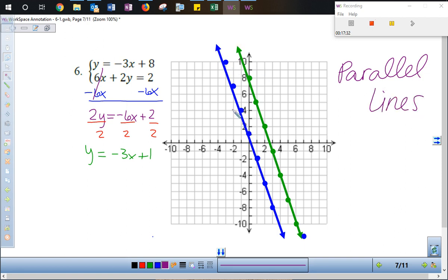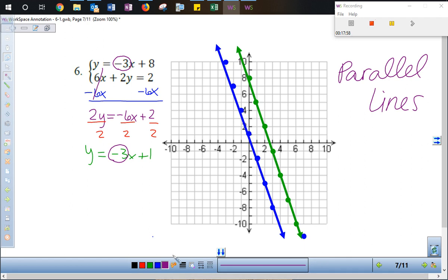Now, to know without a doubt, to know 100% that these are parallel lines, you can always check their slopes. My original line had a slope of -3, and my new line also has a slope of -3. Since they have the same slope, we know that no matter how far out we draw them, they will never ever cross. They will never intersect.